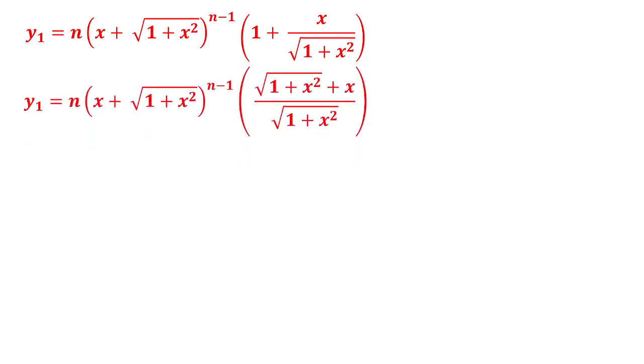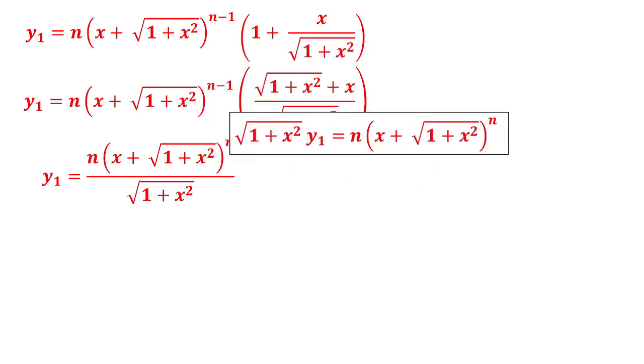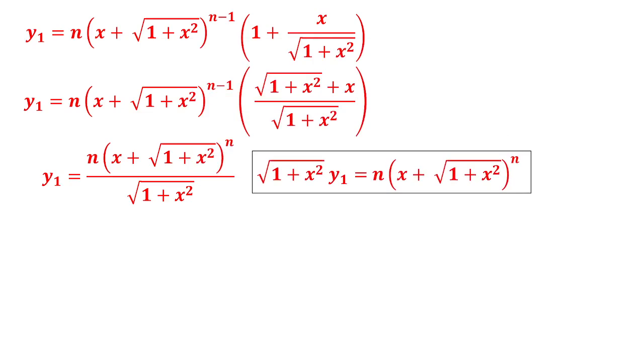Let us take LCM. Now we can multiply this x plus root 1 plus x square into n minus 1 into x plus root 1 plus x square. Therefore, it will become n into x plus root 1 plus x square whole power n by root 1 plus x square. Without simplifying totally y1, don't go to y2. I am cross multiplying for my convenience. This is the term which is to be used for the second derivative.